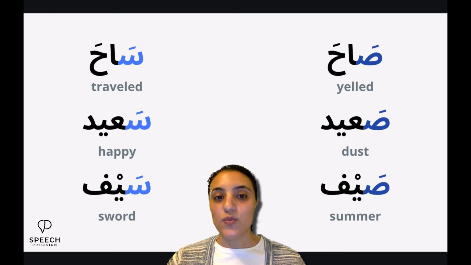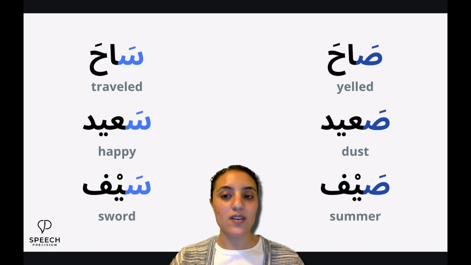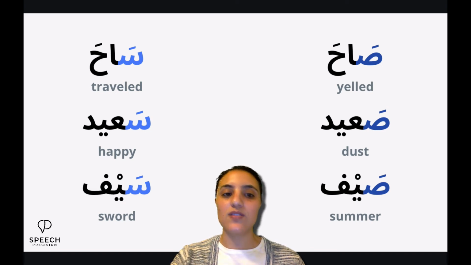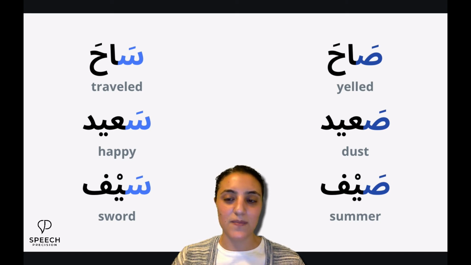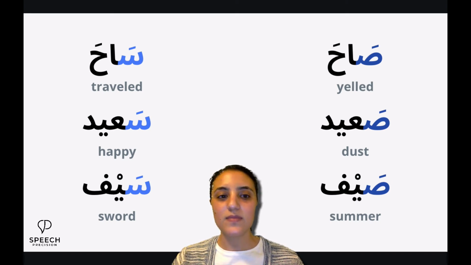Now let's look at some words. So on the right side, you're going to see a bunch of words that have a Saad in them, and on the left side, you're going to see a bunch of words that have a Sin in them. These two words on the right column and on the left column are exactly the same. The only difference is that one has a Saad and one has a Sin. All right? Listen and repeat after me.